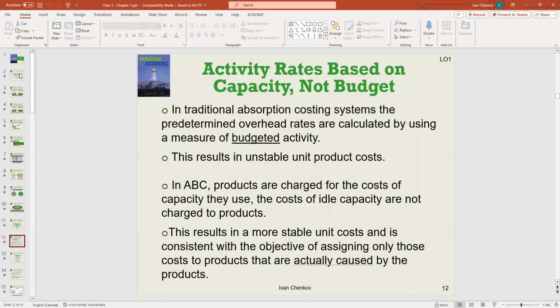Whereas in activity-based costing, we're going to charge products only the cost of the capacity that they're actually using. The cost of the idle capacity is not going to be transferred to the product. For that reason, we're going to have a more stable unit cost, which will be in line with our objective to assign only the costs to the product which are actually causing the production.